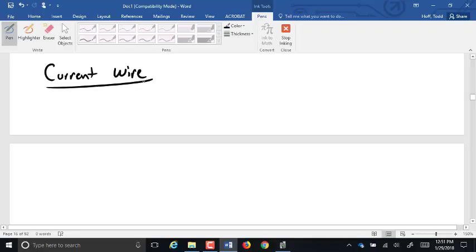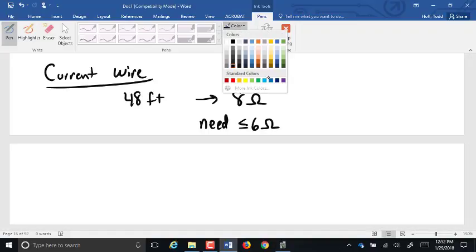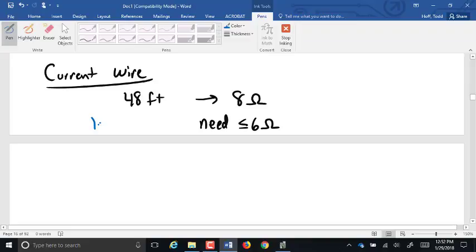Okay, let's say you currently have a system wired. You're wiring a system and currently you have used 48 feet of wire. You test the resistance in that wire, and the resistance of that wire is right now sitting at 8 ohms. You need it to be less than or equal to 6 ohms. What is the longest that wire can be?